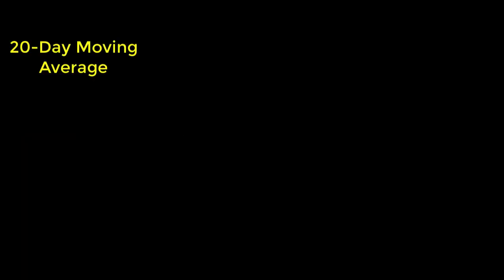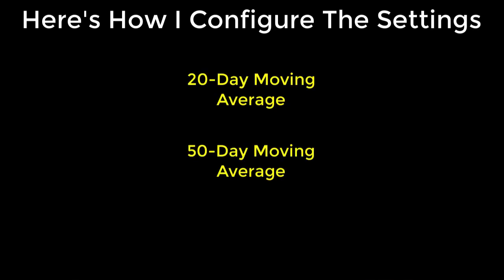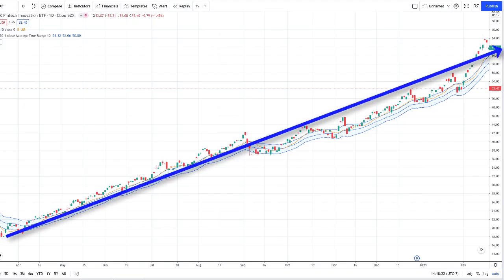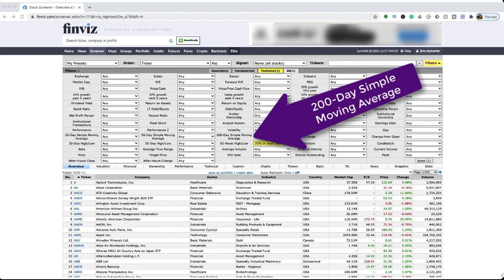The 3 averages that I'll be using are the 20-day moving average, the 50-day moving average, and the 200-day moving average. And what I want to do is set their criteria so that the 20-day moving average is above the 50-day moving average, and the 50-day average is above the 200-day moving average. What this will do is help us identify the stocks that are trending upwards in this bullish trend. So first I'm going to set the 200-day moving average, and we want that to be below the 50-day moving average.